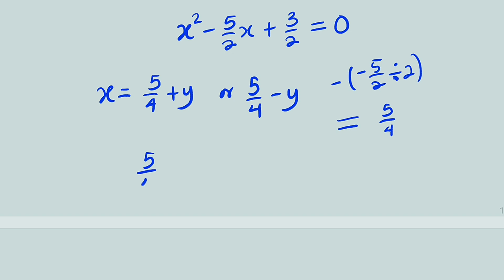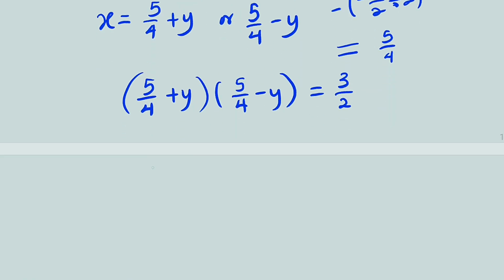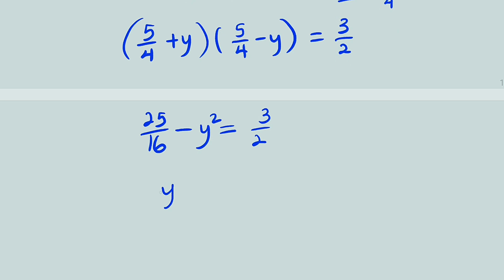So 5 over 4 plus y multiplied by 5 over 4 minus y, this will be equal to 3 over 2. If you square 5 over 4, you're going to get 25 over 16 minus y squared, and this is equal to 3 divided by 2. Y squared will be equal to 25 divided by 16 minus 3 divided by 2.